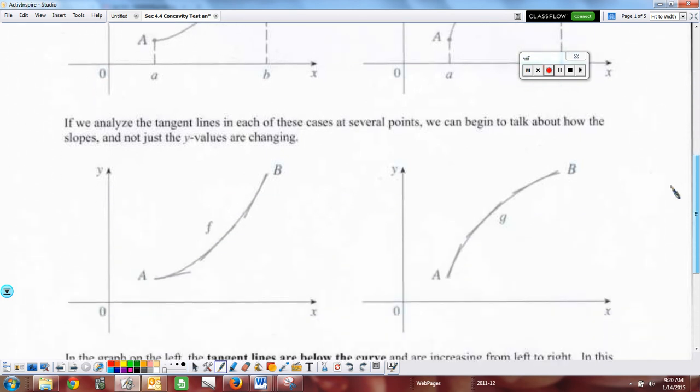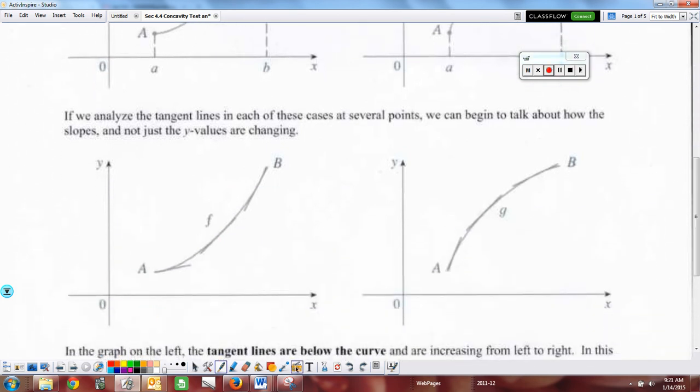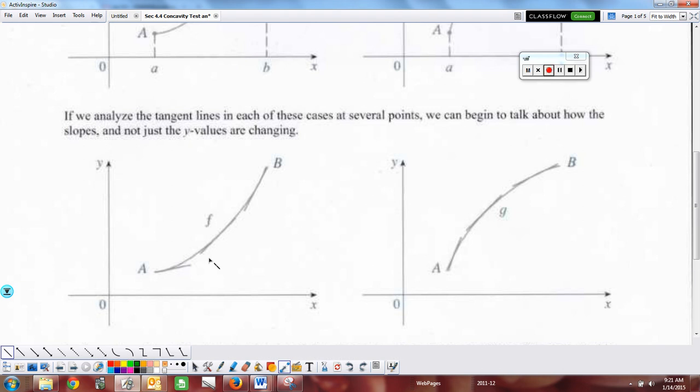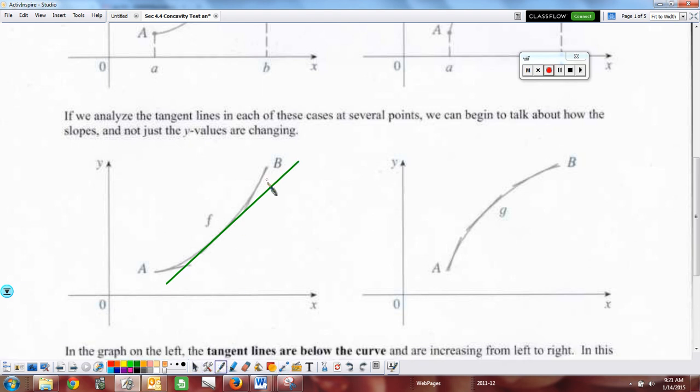And if we look at the tangent lines, so if I draw in, I'm just going to make this a little bit more bold for you, the tangent line at a point on the curve over here on the left, what we basically see is that the curve curves up from the tangent line. So the tangent line is below the curve.